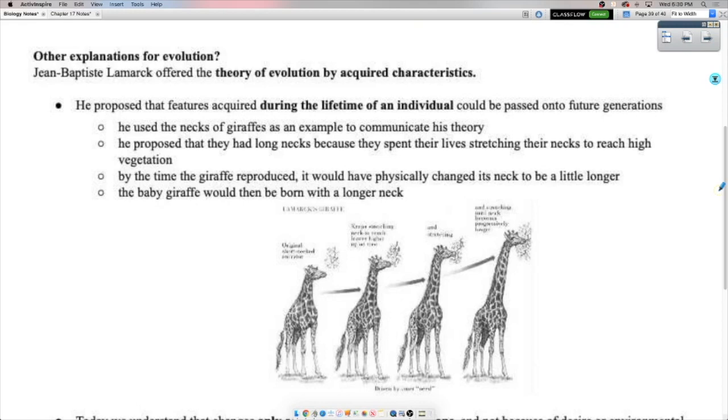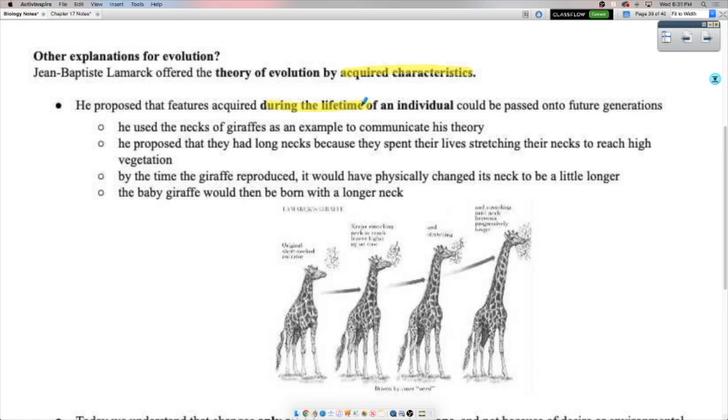Let's see why. Okay, so he offered something called the theory of evolution, not by natural selection, but by acquired characteristics. Characteristics are features or traits, right? And acquired means you get them throughout your life. That's where things start to go wrong already. He was saying that the features acquired during the lifetime of an individual, so while it was still alive, you could pass those on to future generations. And to communicate what he meant, he used giraffes. And he looked at giraffes and he said, why do giraffes have long necks? And he said, okay, well, I'm going to come up with my idea for it.